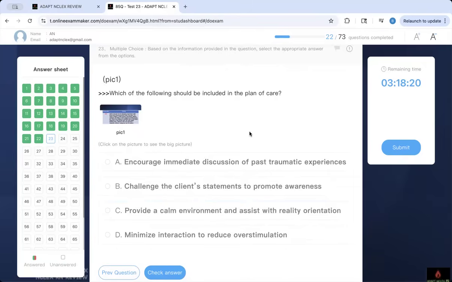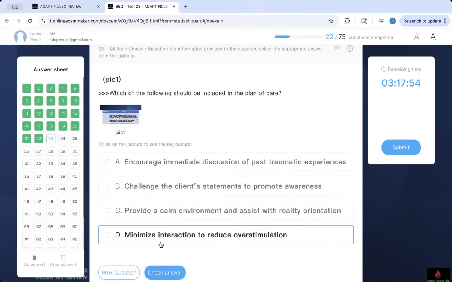Which of the following should be included in a plan of care? Encourage immediate discussion of past traumatic experience, challenge the client's statement to promote awareness, provide a calm environment and assist with reality orientation, or minimize interaction to reduce overstimulation. What do you think? You pick your answer.